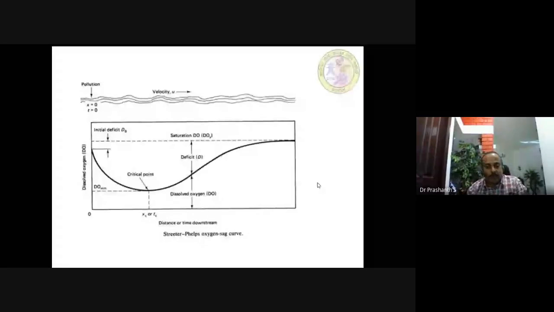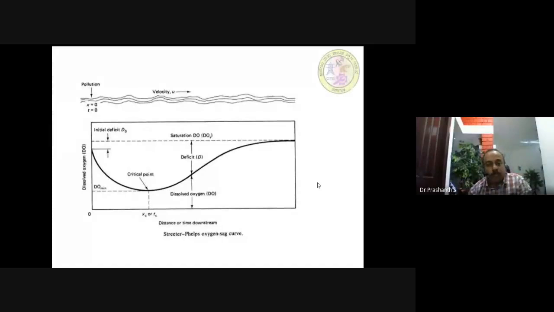And this is what I want to see here. A river is flowing with a velocity u. We are throwing the effluent from the sewage treatment plant at x equal to 0 and time 0. As time starts, the river flows in the flowing direction and mixes the wastewater thrown into it, and it is also moving. At the initial point the oxygen was good, 6 to 7 milligram per liter.